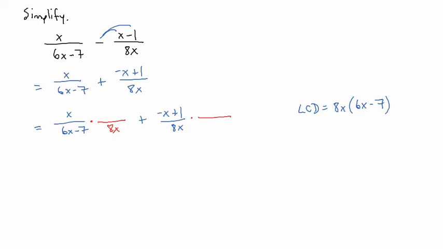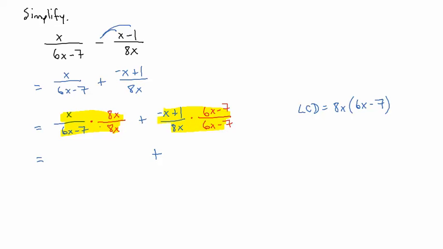Because if I put 8x there, my denominator for this first fraction will be the least common denominator. And over here, I need 6x minus 7. But then each red fraction individually has to equal 1. So the first one's 8x over 8x, and the second one is 6x minus 7 over 6x minus 7. Then I do my order of operations, and I multiply before I add. So I'll multiply the first two fractions together and the second two fractions together.